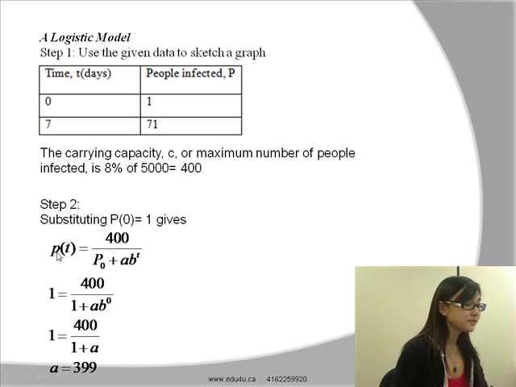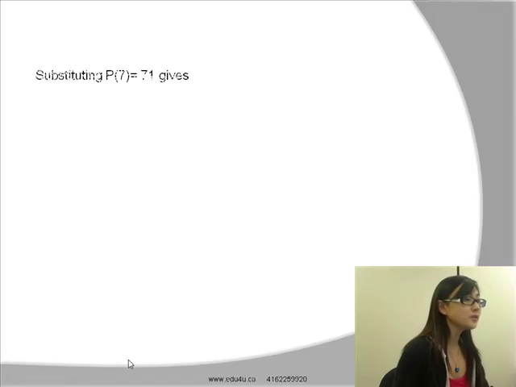Substitute P(0) equals 1, and that will give us P(t) equals 400 divided by 1 plus a times b to the power of t. When t is equal to 0, b to the power of 0 will be equal to 1, because anything to the power of 0 is equal to 1. And P(t) is equal to 1. So that would give us 1 equals 400 divided by 1 plus a. So a is equal to 399.